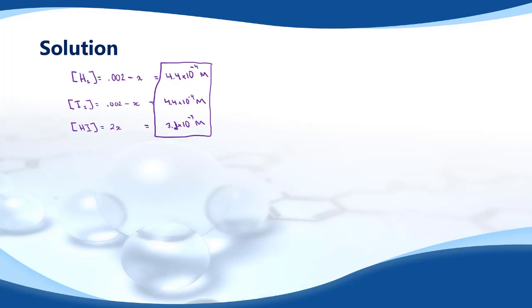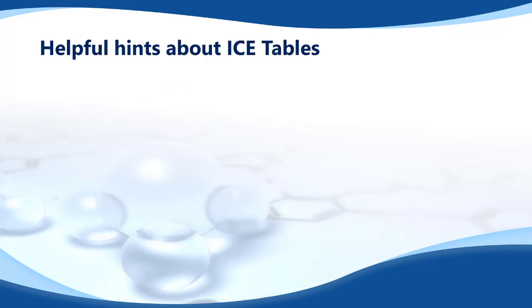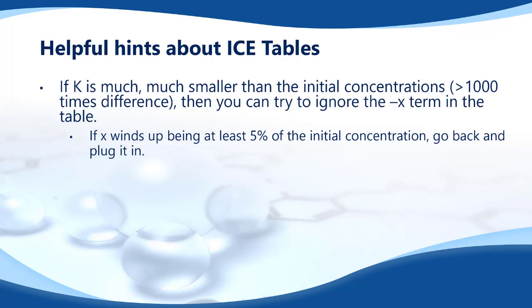Now, a few things to keep in mind when you're working with an ICE table. Some helpful hints. Most major helpful hint: if the value of K is ridiculously small compared to the concentrations you're given, then that whole minus X term we can ignore. The reason why is because if K is really tiny, X is going to be extremely small. And if X is so small that it's not going to affect the sig figs that we're working with, you don't even need to include it.